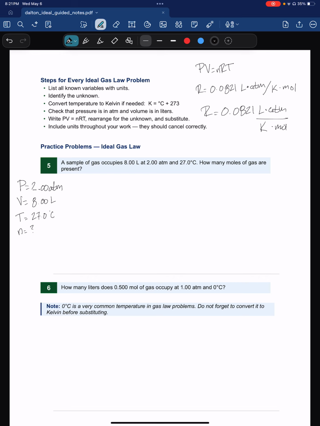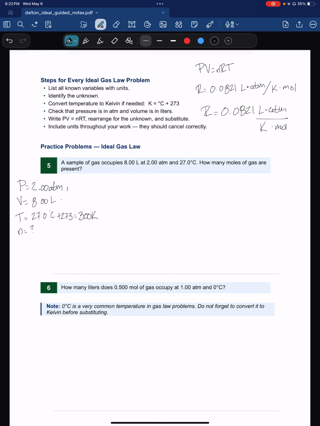All right. So we've listed all of our known variables with their units. We've identified the unknown. Do we need to convert the temperature to Kelvin? Yes, we do. Remember, we have to add 273 to get to Kelvin. So that's going to be 300 Kelvin. Great. Now I can check that pressure is in atmosphere and volume is in liters. Pressure is in atmosphere, good. Volume is in liters, good.